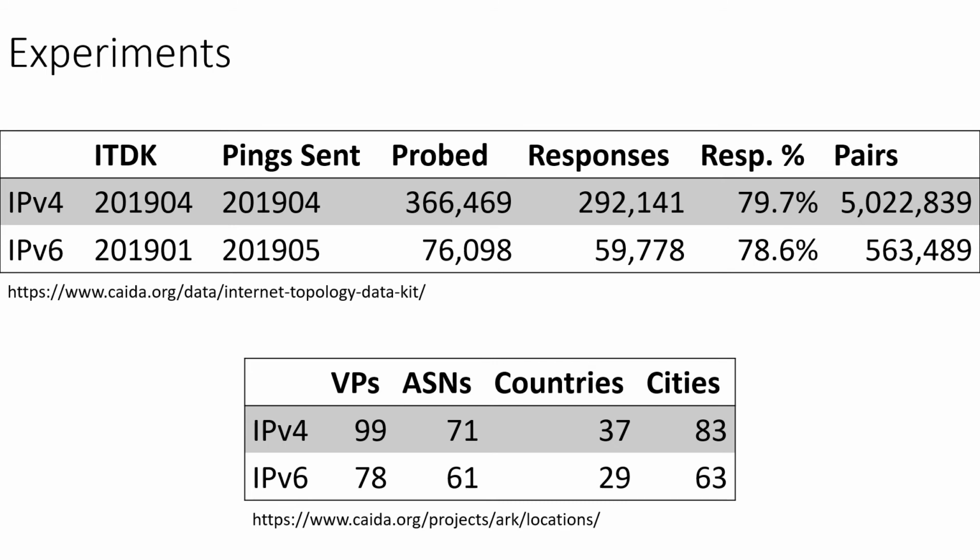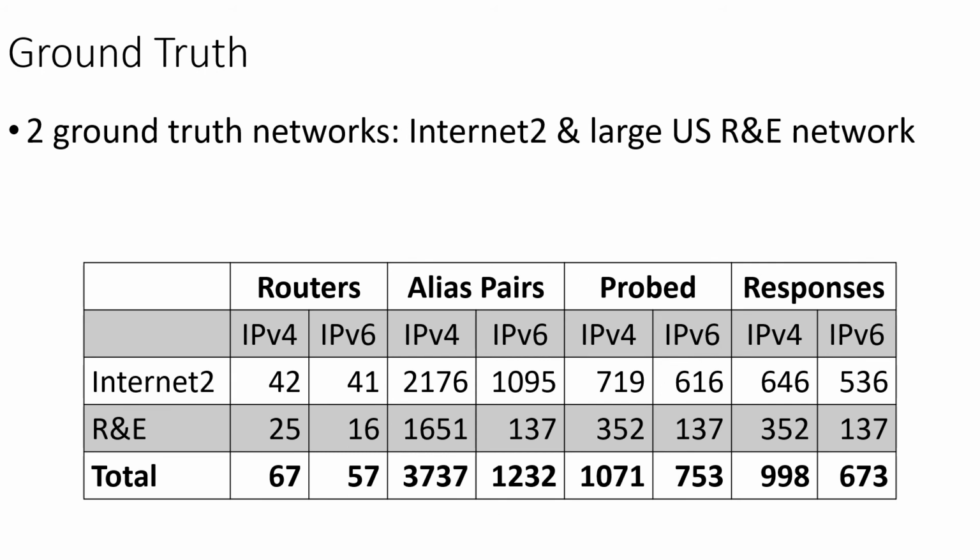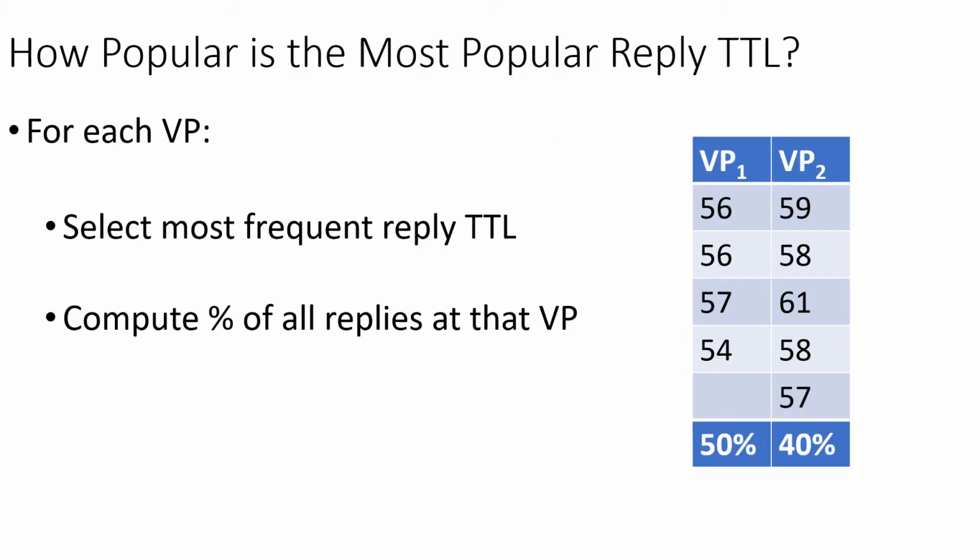I also used CAIDA's ARC platform to send the pings, which gave me 99 vantage points for IPv4 and 78 vantage points for IPv6. And I got ground truth from two networks, Internet 2 and another RNE network in the United States. Now I know this isn't a lot of ground truth, and that both networks are RNE networks, and that's an important limitation of these experiments. In total, I validated against 67 routers with about 3,700 possible alias pairs in IPv4 and 57 routers with about 1,200 alias pairs in IPv6.